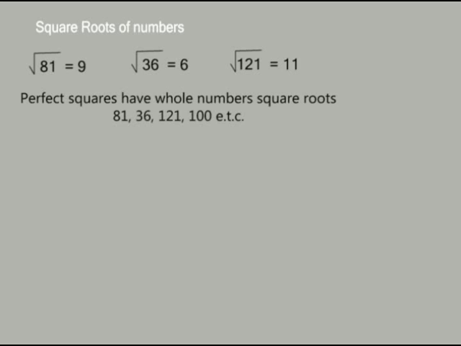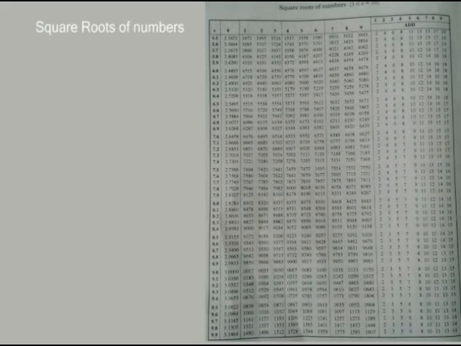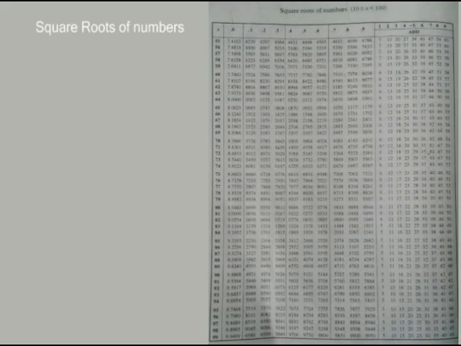Majority of numbers, however, are non-perfect, but that does not mean they don't have square roots. Decimal numbers too have square roots. Mathematical tables of square roots help us find these square roots. This is a sample of the tables of square roots. It has the same columns as the tables of squares. However, the square root tables give square roots for numbers from 1.00 to 99.99. We read the tables the same way.